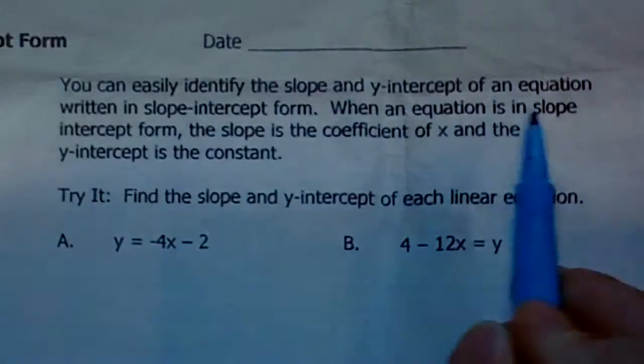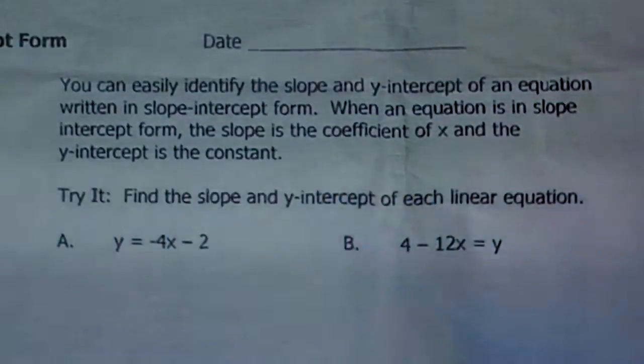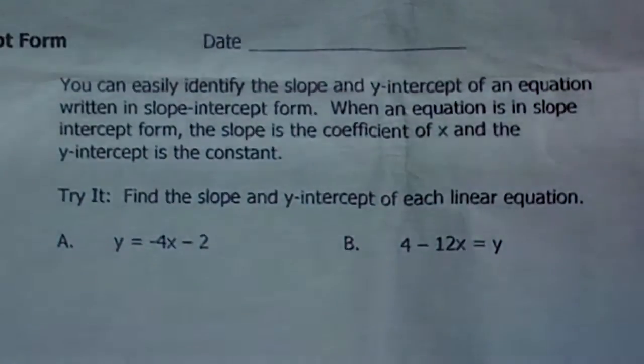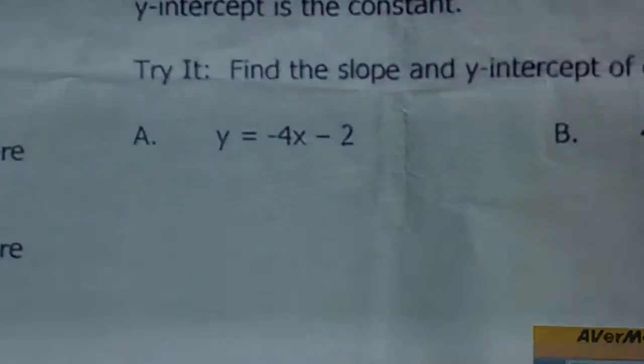All right, so when an equation is in slope-intercept form, the slope is the coefficient of x, and the y-intercept is the constant, but it needs to be in that form, y equals mx plus b. So when you have the y isolated, that's when you can identify the slope and y-intercept from the equation. So let's try it. Look at letter A. Zoom in just a little bit here.